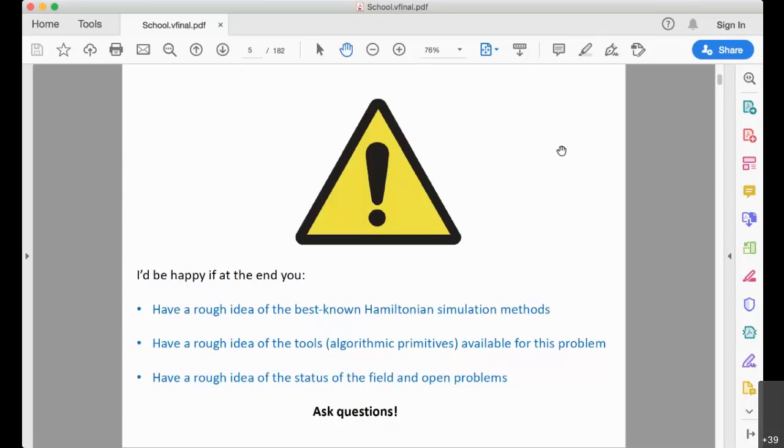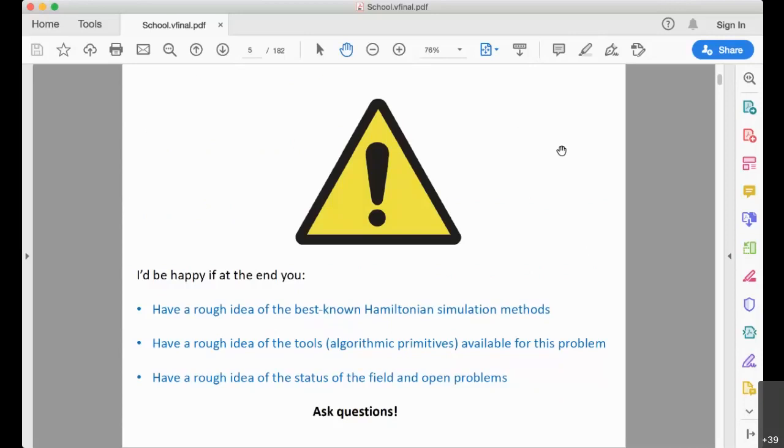Have a rough idea of what the algorithmic tools, the algorithmic primitives, are. There aren't that many algorithms. I mean, you heard this in various talks. There aren't that many quantum algorithms. And specifically for the Hamiltonian simulation problem, we had to design some algorithmic primitives that were used later in other scenarios as well. So at least you'll have a rough idea of what those tools are.